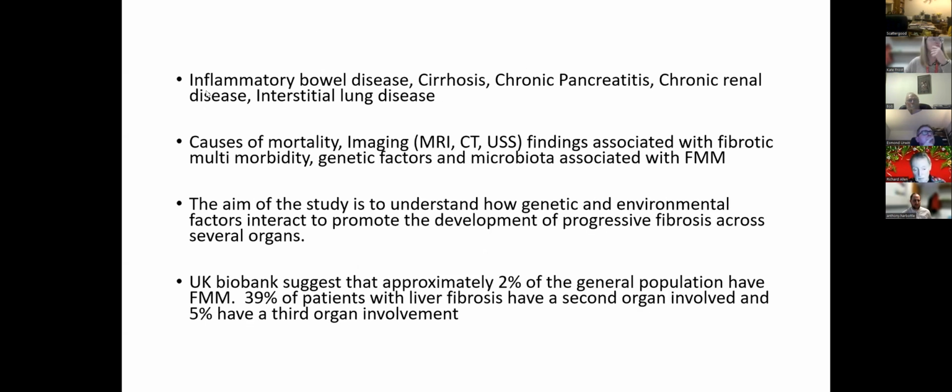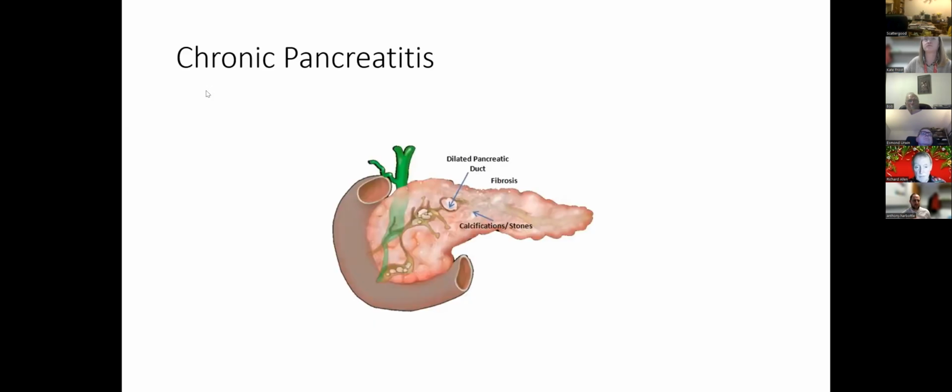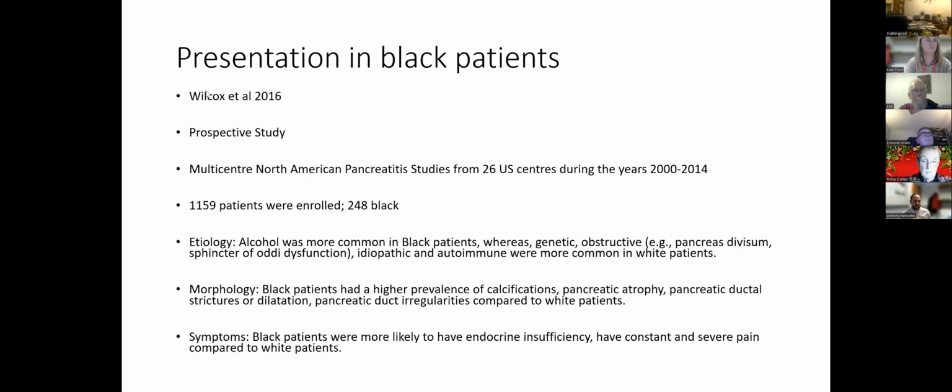And the cohorts that we're looking at are patients with inflammatory bowel disease, cirrhosis, chronic pancreatitis, chronic renal disease, and interstitial lung disease. So I'll focus on chronic pancreatitis, and chronic pancreatitis is basically when you have inflammation and scarring of the pancreas, and this replaces the parenchyma of the pancreas, and it causes exocrine and endocrine insufficiency. So I'll look at our presentation in Black patients, and this was a study done by Wilcox et al.